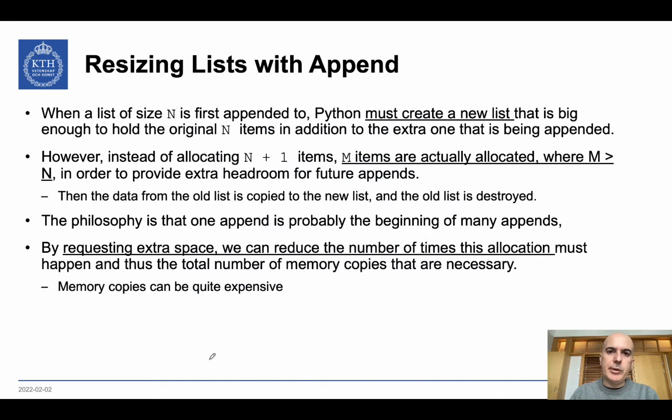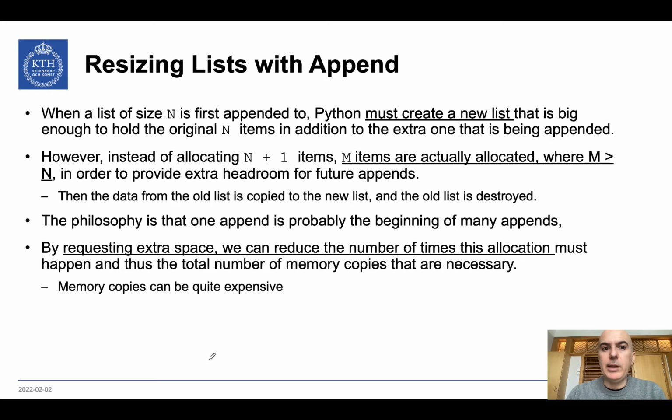So let's talk about the operation of appending and resizing a list. When a list of size n is first appended to, Python creates a new list that is big enough to hold the original n items. There will be a copy operation from the old n items to the new list, and then we add the extra element that we want to append.